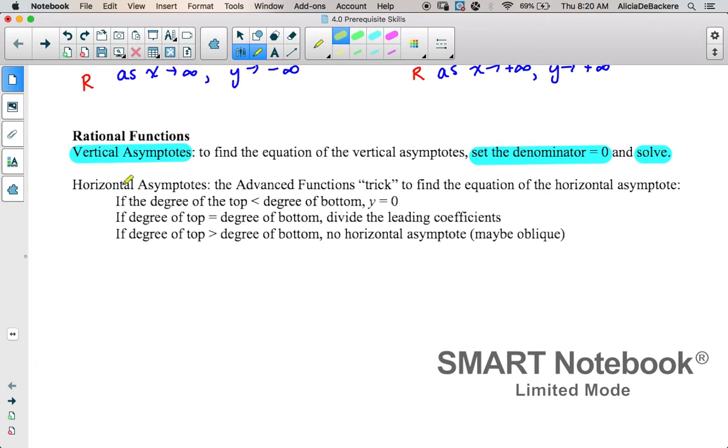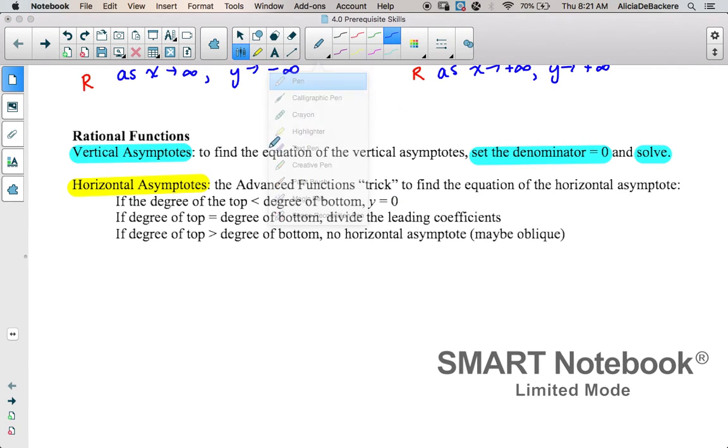And then for horizontal asymptotes, there was an advanced functions trick. Now, you can use this trick to kind of justify that your answer is correct, like in your head to yourself if you're checking your work, but we're not going to use this trick anymore. But I just want you to remember that if the degree of the top, or the degree of the numerator, is less than the degree of the bottom, then the horizontal asymptote will be equal to 0.